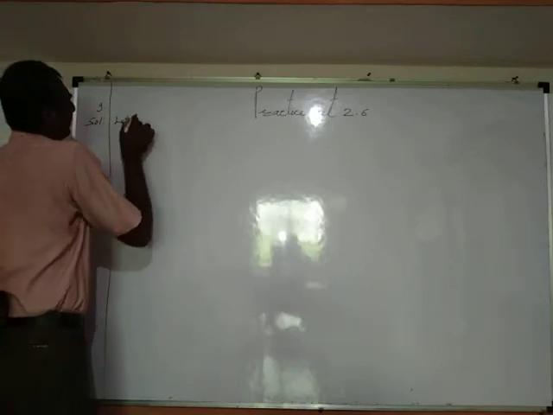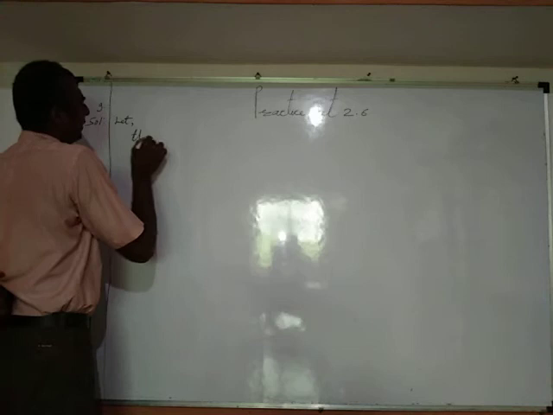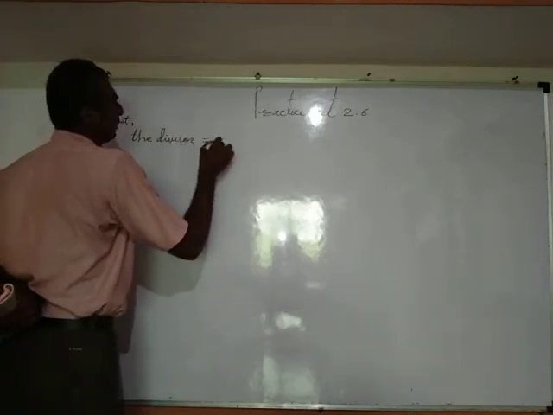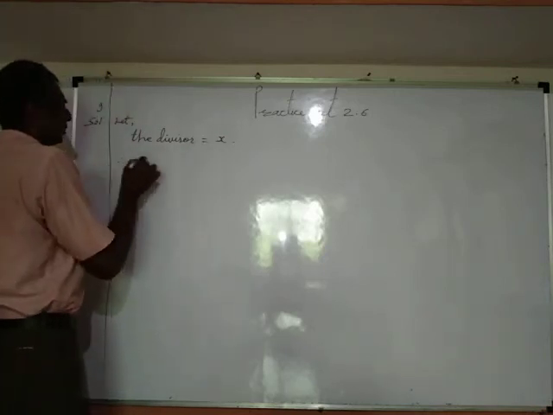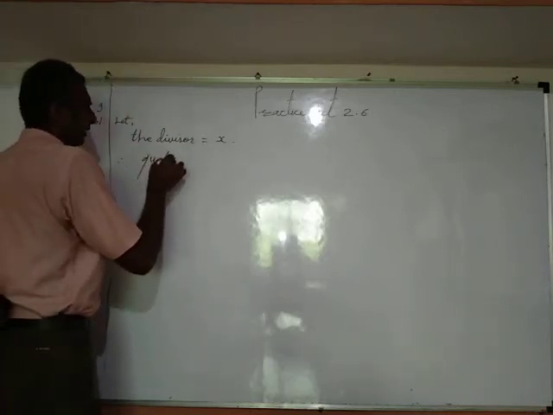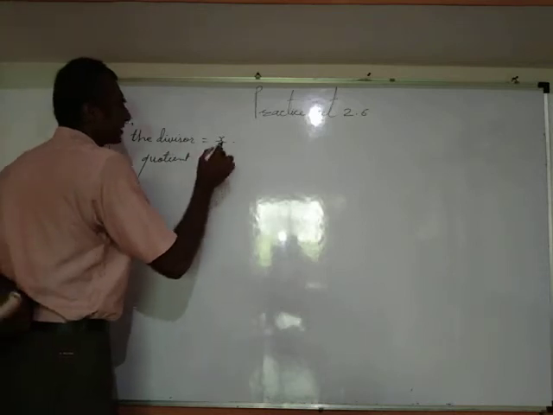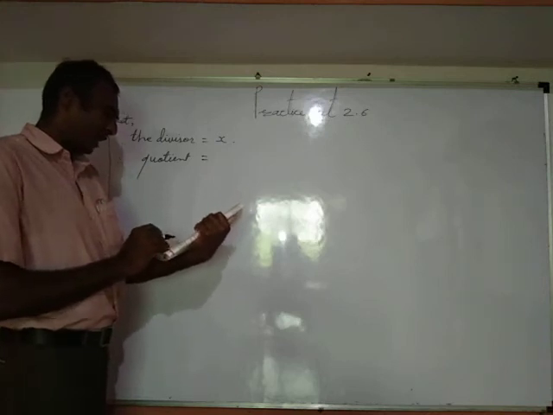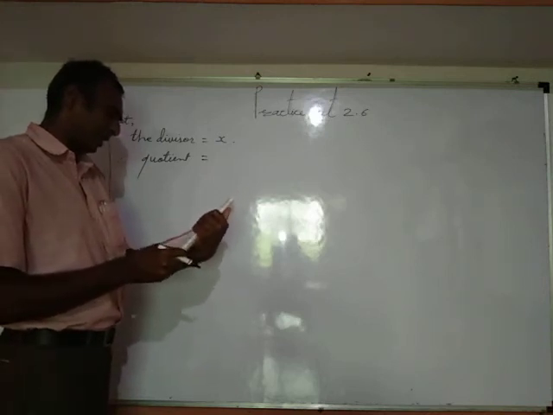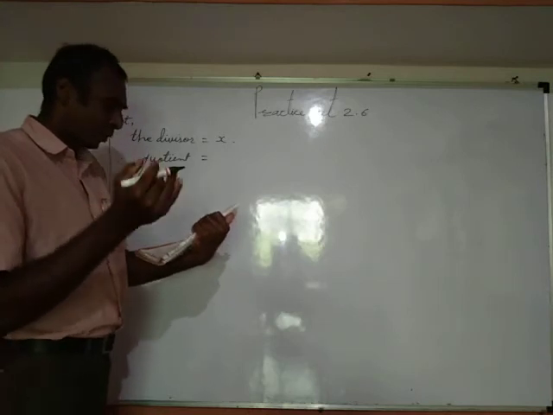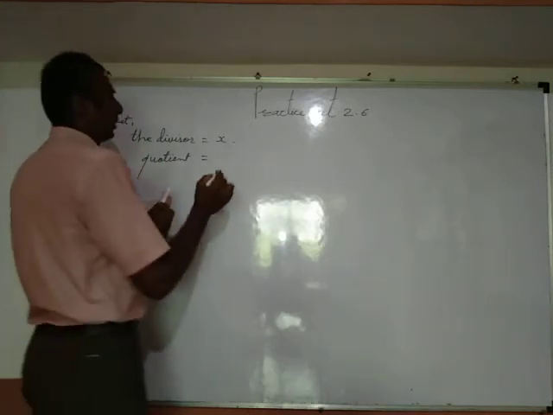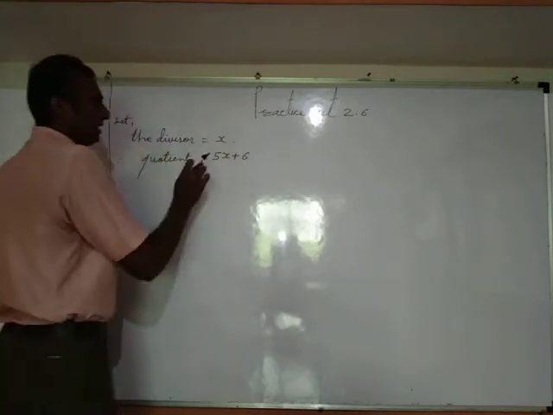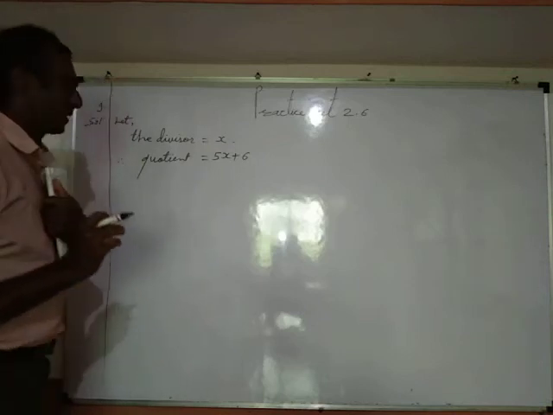Let the divisor equal x, and therefore the quotient, it tells us about that quotient. It tells us that if 460 is divided by a natural number, quotient is 6 more than 5 times the divisor. Quotient is 6 more than 5 times the divisor, means quotient will be 5x plus 6.